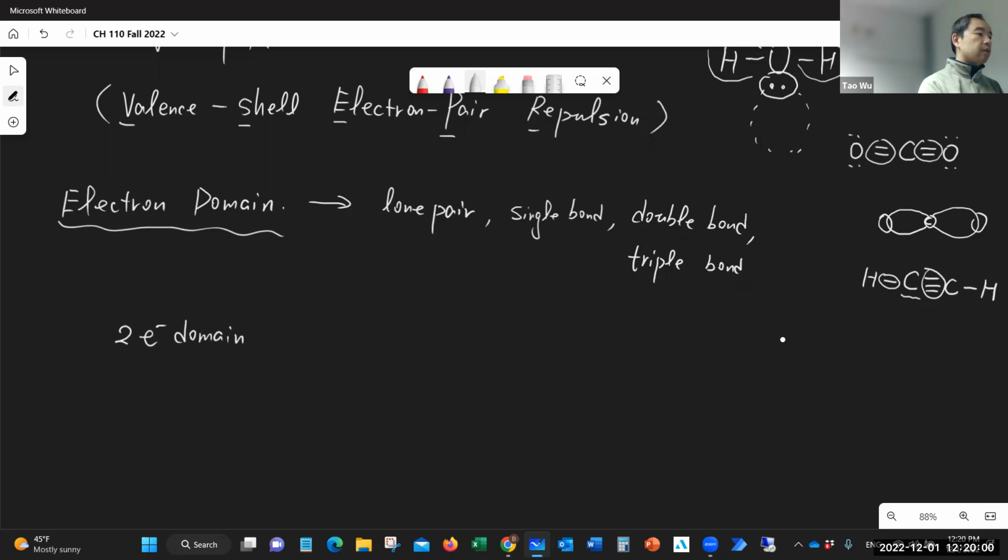If this has 2 electron domains, generally we talk about the central atom. If you look at the central atom, how many electron domains does it have? If they have 2 electron domains, they're just going to be a straight line, something like this. We call this shape a linear shape. It's a linear shape.